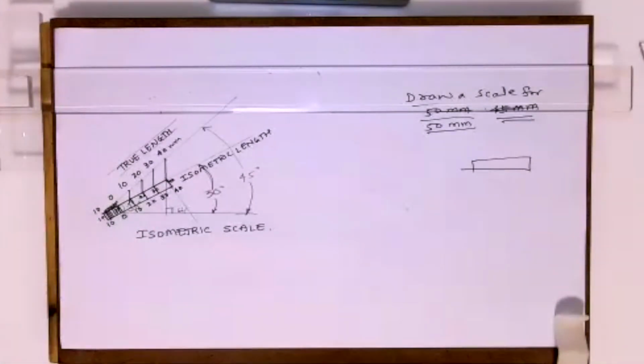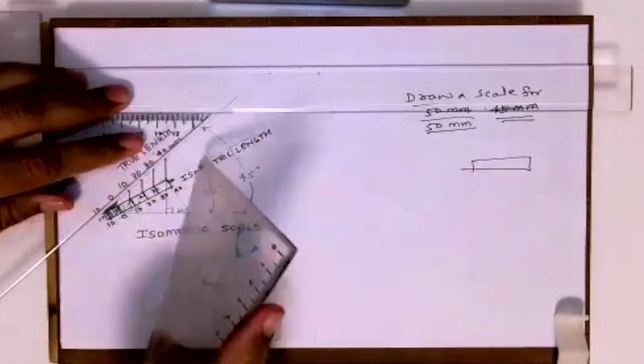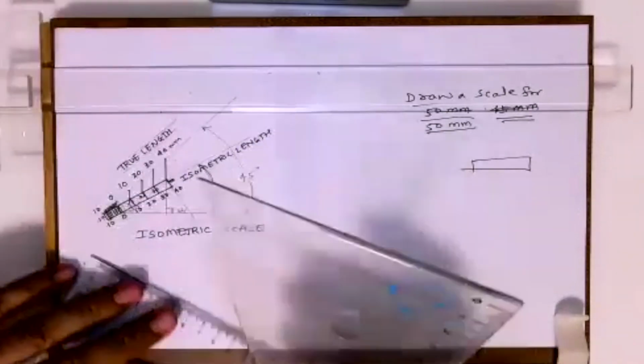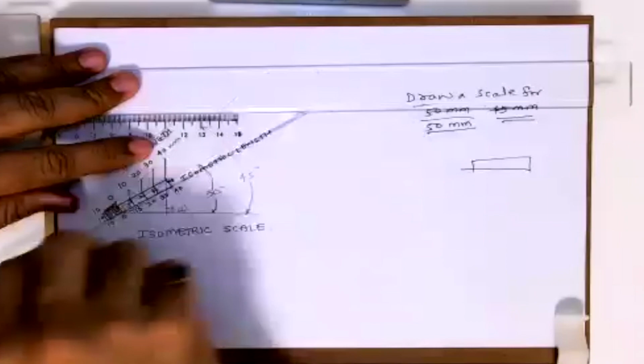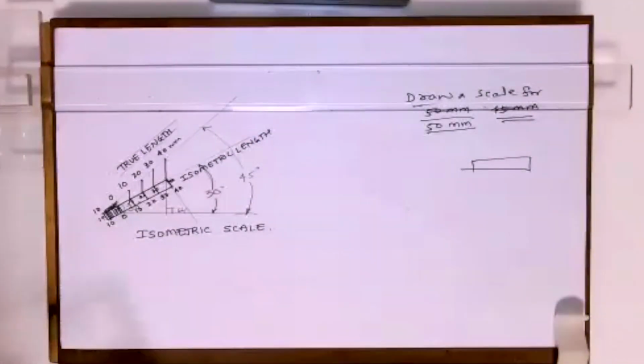Okay. So this is how. That 45 degree, we can take it from the protractor, right? Protractor also you can take, or you can use a set square. Now we have this set square. So this angle is 45 degree and this angle is 30. So you can use a set square or protractor, whatever you are comfortable with.